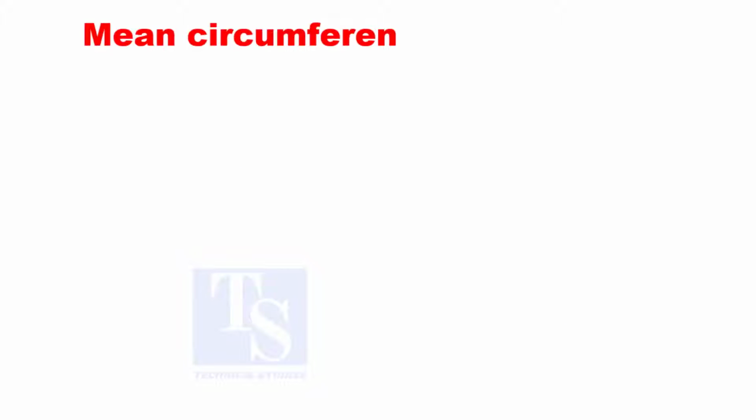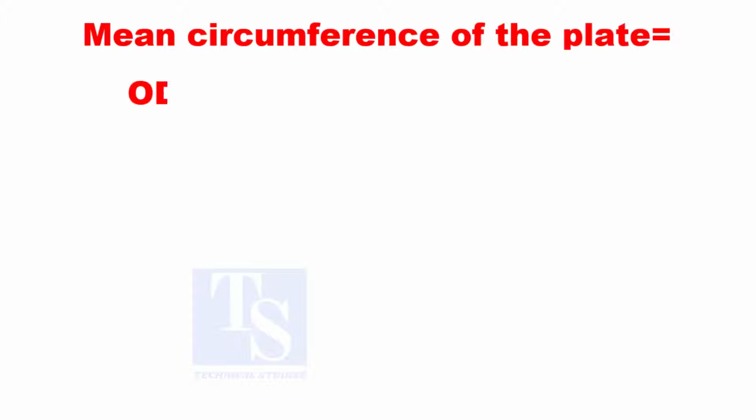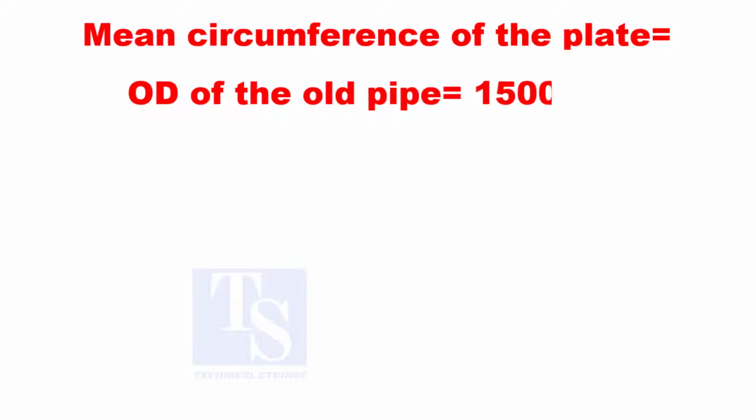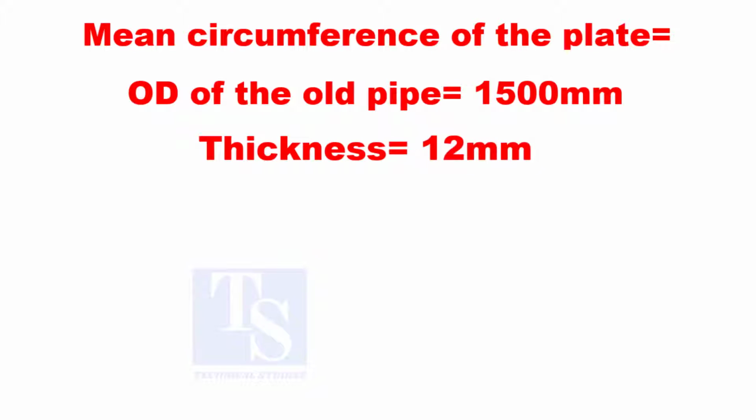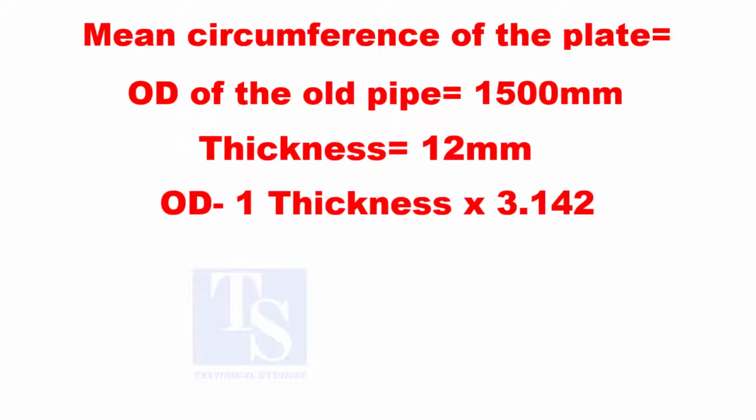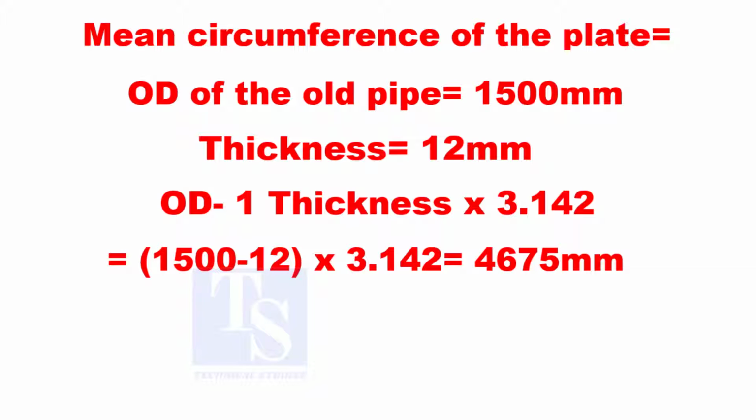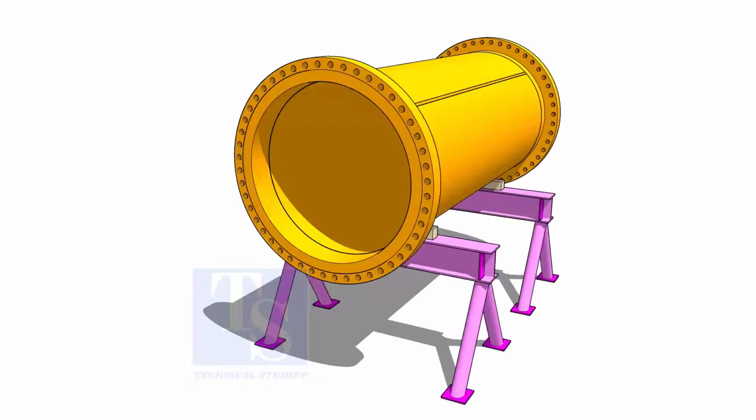How to calculate the mean circumference of a pipe? Assume the OD of the pipe is 1500 mm and the thickness is 12 mm. Minus 1 thickness from the OD and multiply by 3.14. The required length of the plate is 4675 mm.